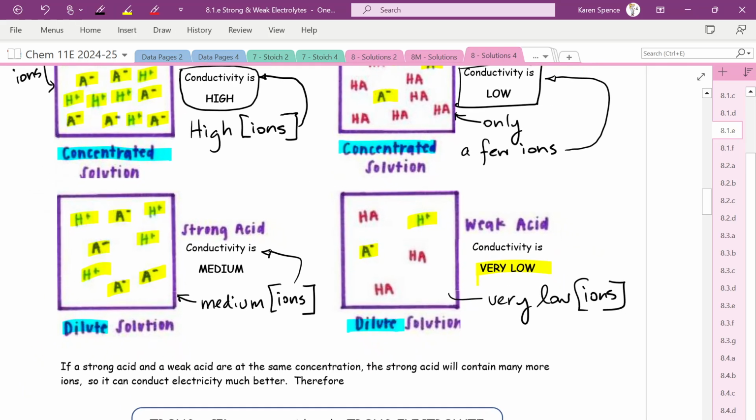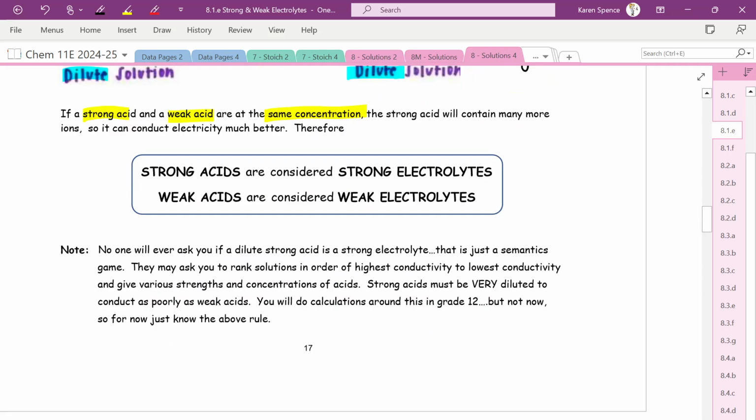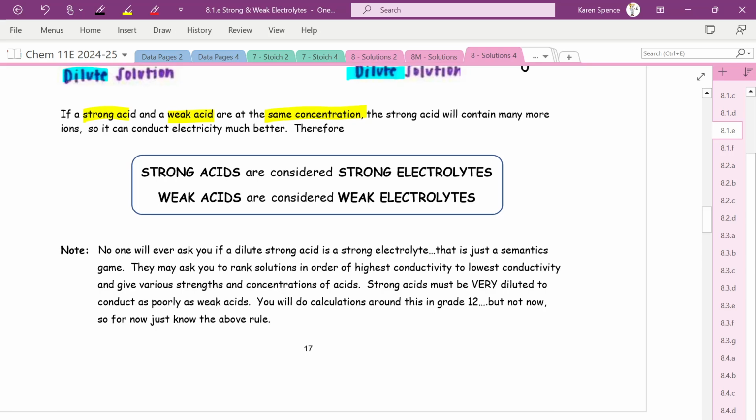If a strong acid and a weak acid are at the same concentration, the strong acid will have many more ions, and so it will conduct electricity much better. Therefore, strong acids are considered strong electrolytes. Weak acids are considered weak electrolytes.